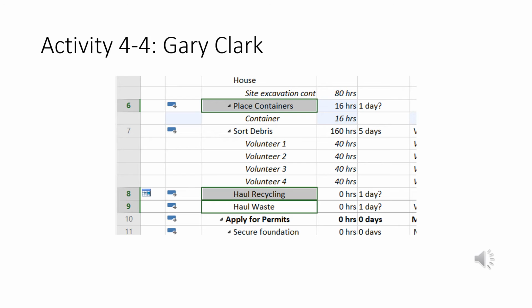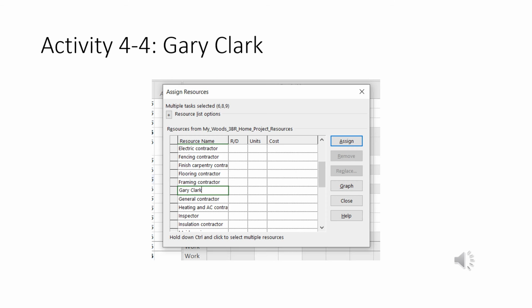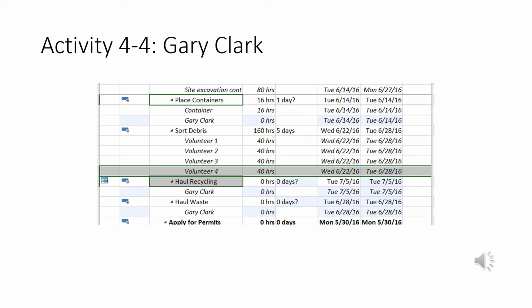Gary Clark is going to be responsible for these 3 tasks: place container, haul recycling, hallway. Highlight those using the control key. Back up here, click on the resource tab, assign resources. When the dialog box pops up, we're just going to click on Gary Clark and click on assign. And there's Gary Clark as a resource under those 3 tasks.